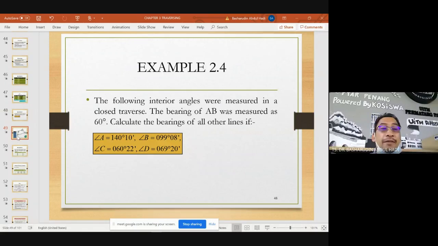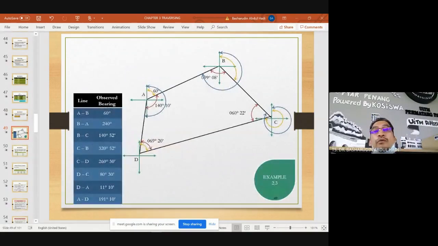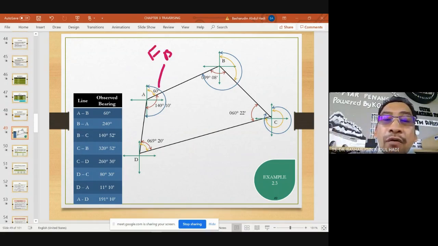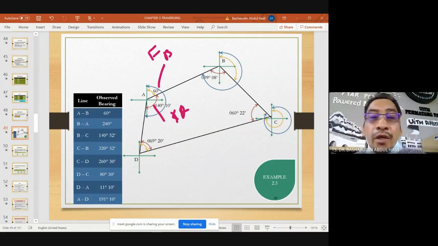Next slide, please. Okay, so when you are mapping, this one was text and now it has become a graphic. You can see it very clearly. The 60 degrees is here, right? So 60 degrees is a bearing, and 140 degrees is your included angle. This one is your bearing, or we call it forward bearing. 140 degrees is your included angle.